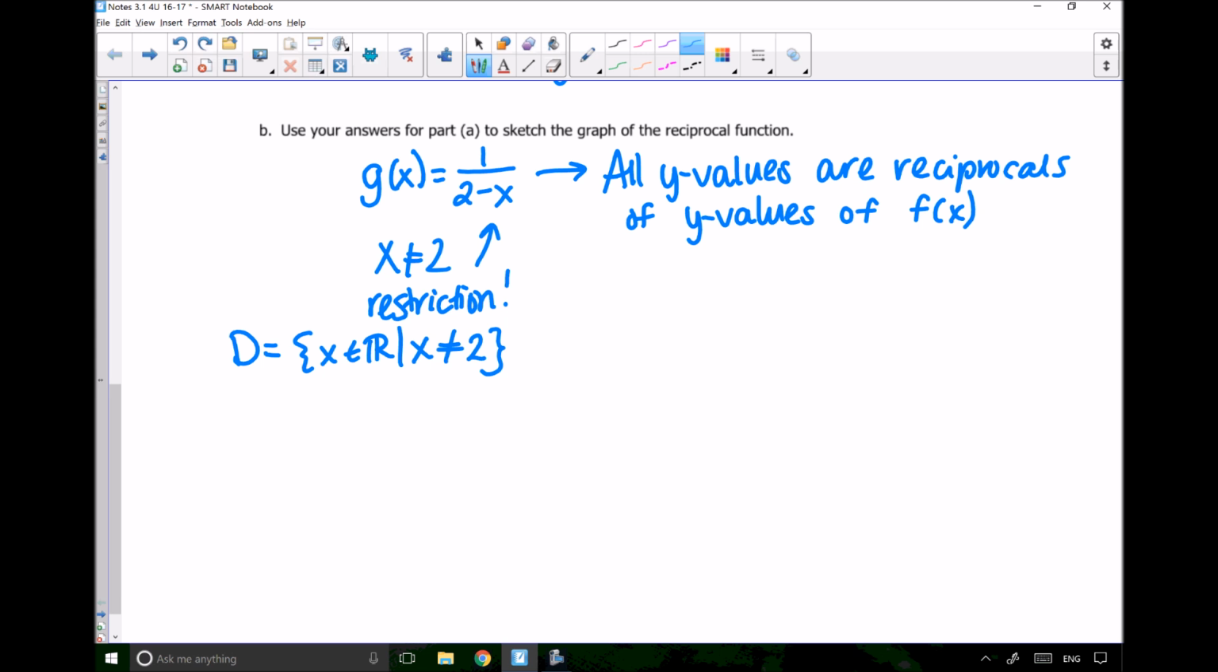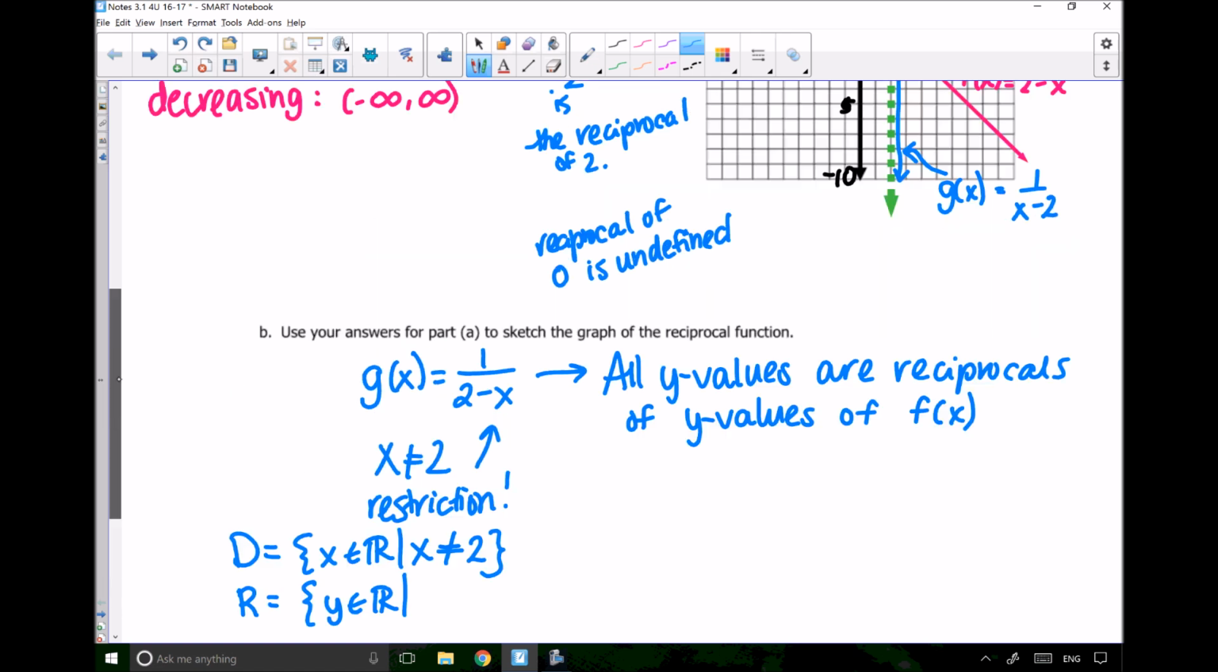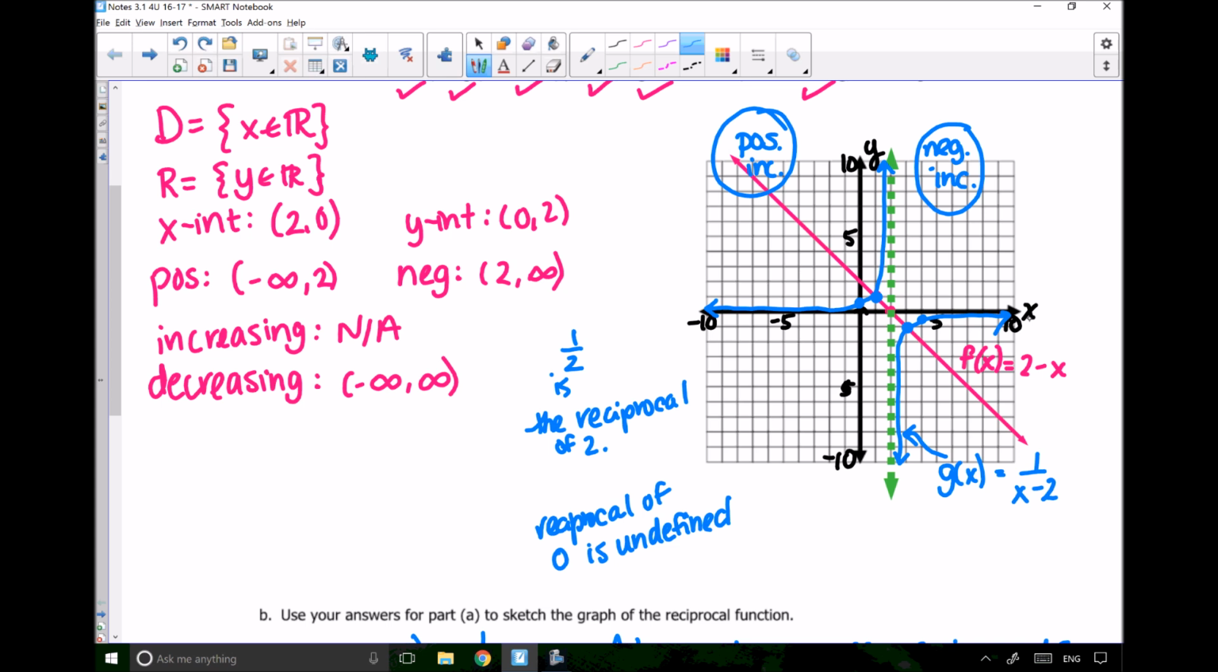Okay, now for the range, we know the range can be any value for y, except if you notice it didn't touch the x-axis, which means that y can't equal 0. And because it didn't touch the x-axis right here, that means that we have a horizontal asymptote at y = 0. Okay, so right here, I'm going to say I have a horizontal asymptote right here.